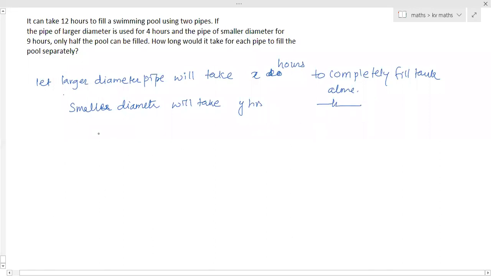Now, in 1 hour, how much part of the tank will each fill? The larger pipe will fill how much part of the tank? 1 by X part. And the smaller pipe? 1 by Y part.